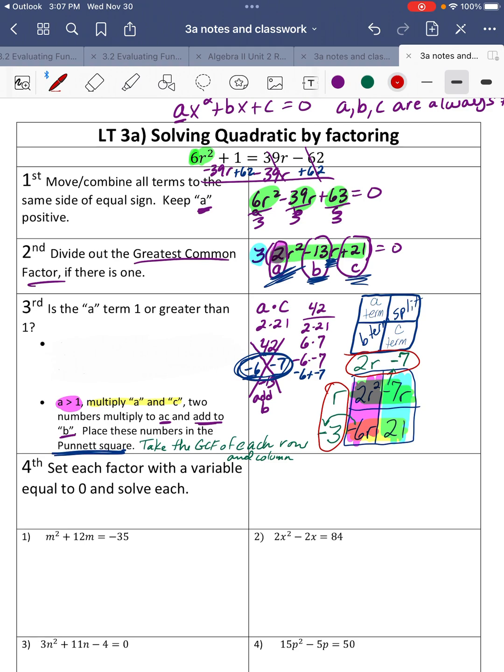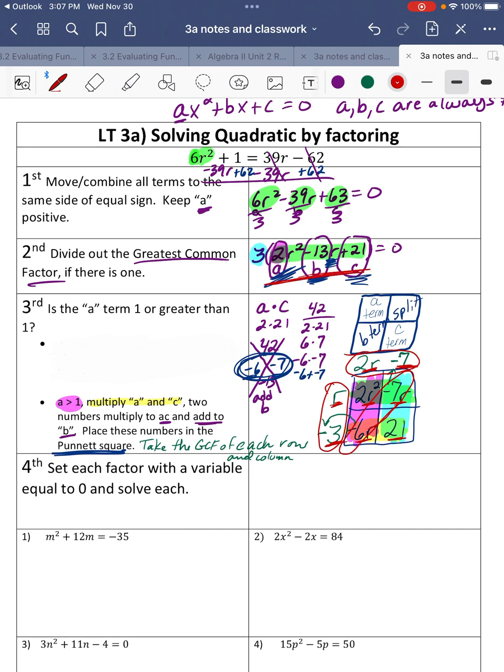If you multiply those out, you can say 2r times r is 2r squared. 2r times negative 3 is negative 6r. Negative 7 times r is negative 7r. Negative 7 times negative 3 is a positive 21. So it multiplies out to 2r squared minus 13r plus 21.